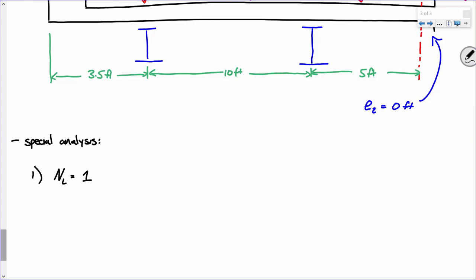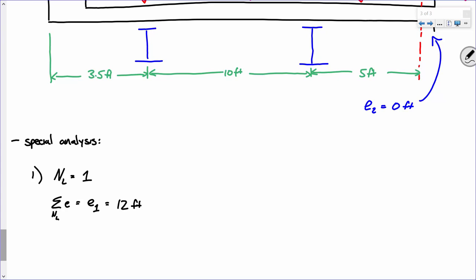And then what do we know? We need to determine the sum of all of those eccentricities. Since we're only dealing with one truck on the bridge, it's just going to be E1, which happens to be 12 feet. If we were doing case 2, it'd be E1 plus E2. If we had to do special analysis 4 times, we'd do E1, E1 plus E2, E1 plus E2 plus E3, and then E1 plus E2 plus E3 plus E4. We just keep cumulatively adding up those trucks. Make sense? Everybody okay with that?